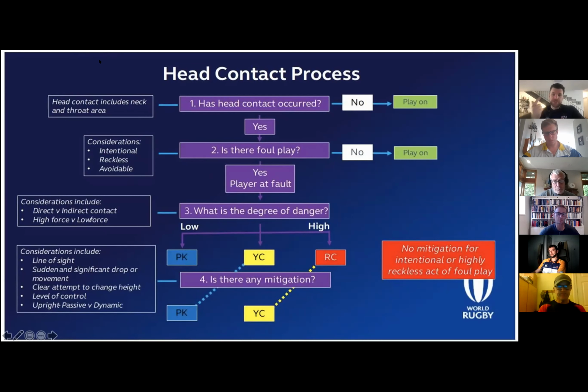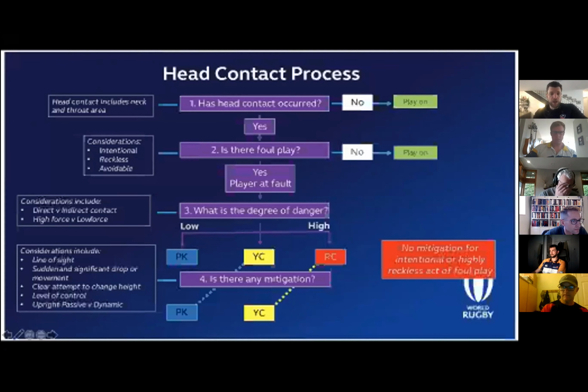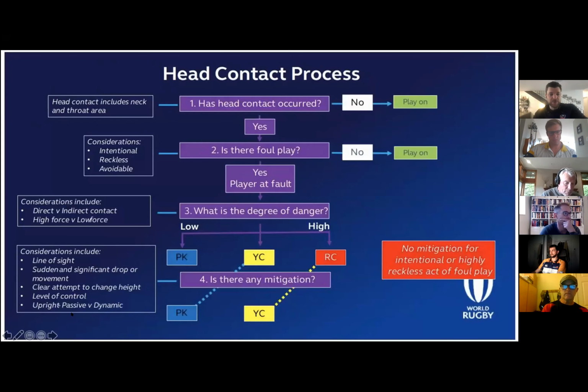Because it's a shoulder, we're not mitigating in this situation because we've got high force. Also, there's certainly no lowering of the player height. If anything, this guy had to go up to make contact as high as he did. So pretty simple decision to be made there, and everyone's got that spot on. Okay, let's go to number 4.